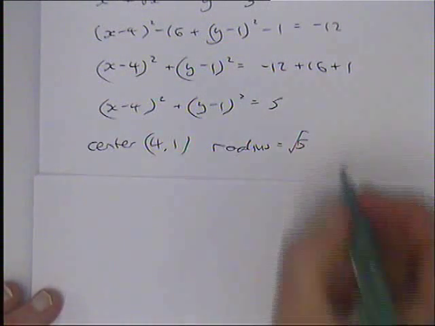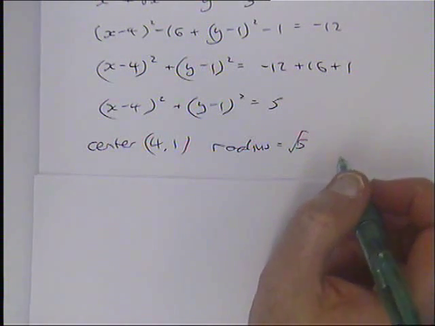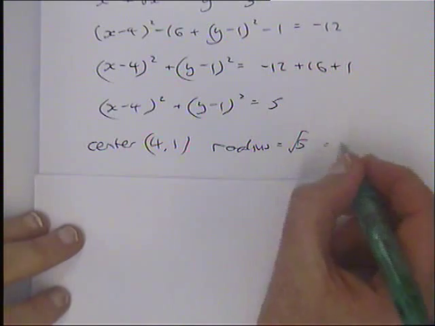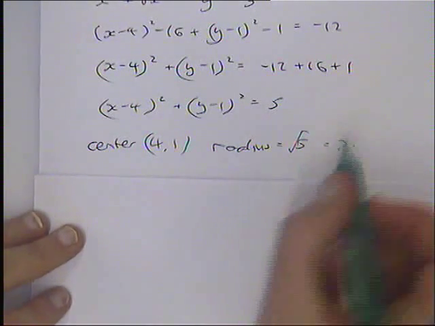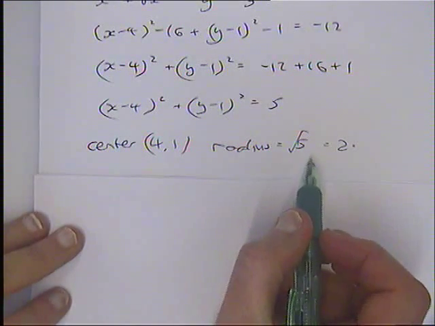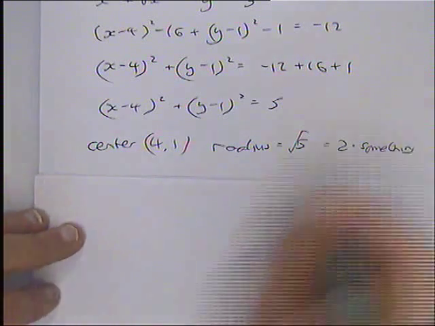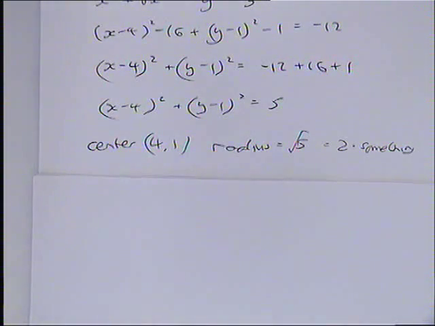Root 5, it was helpful to think of that as a decimal. What's that going to be roughly as a decimal? 2 point something, isn't it? It's 2 point something, because if it was 9 inside it'd be 3, 4 would be 2, so it's 2 point something. That's enough for us to do the sketch, just knowing it's 2 point something.